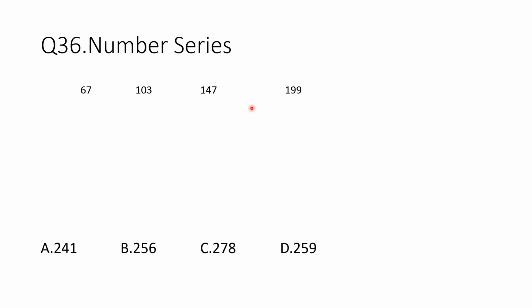147 may be near to what? And 199. Let's see. 67 is 64 plus 3. 103 is 100 plus 3. So इन दो से बिल्कुल क्लियर आ रहा है. यहाँ भी 144 plus 3 and this is 196 plus 3. When we add 3 to all these, they are all squares plus 3. Okay, these numbers are all squares plus 3.